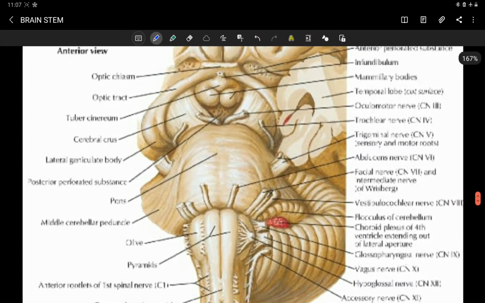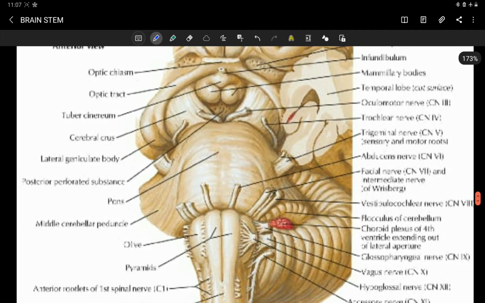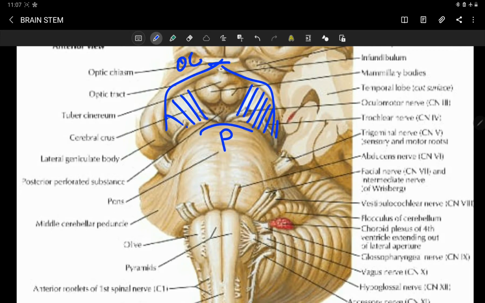When I'm talking about the interpeduncular fossa, the anterior boundary is the optic chiasma and optic tract, laterally the cerebral peduncle, and posteriorly the pons varolii. All right, these are the boundaries of your interpeduncular fossa.